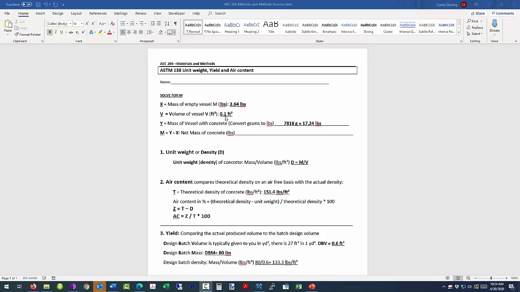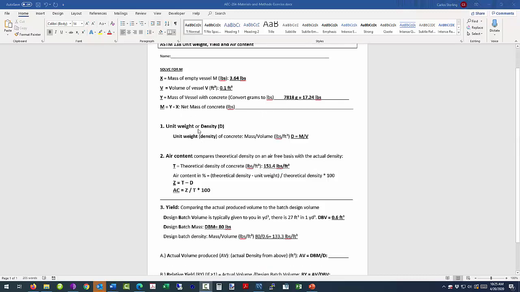The volume is listed there. Once it was weighed with the concrete in it, it weighed 7,818 grams. We converted that to pounds, and so you will actually solve for the mass. There's the formula to solve for mass, and that gives you your mass. So you're solving for M.